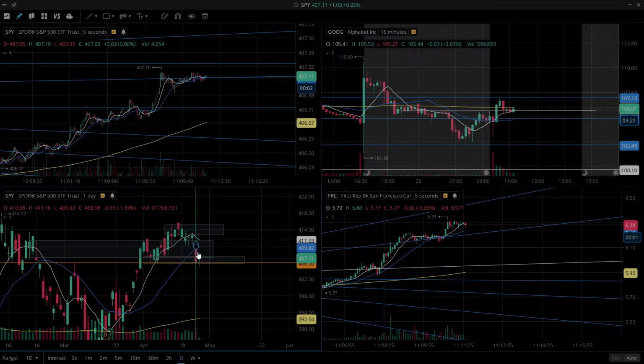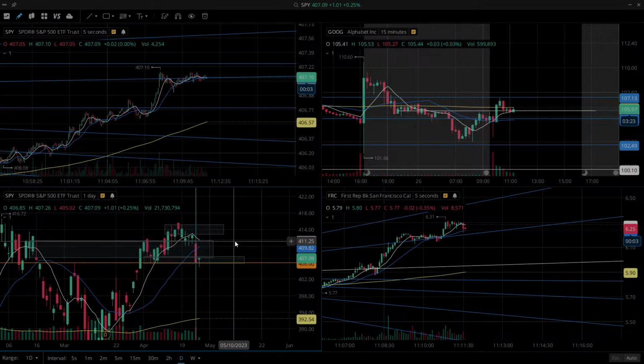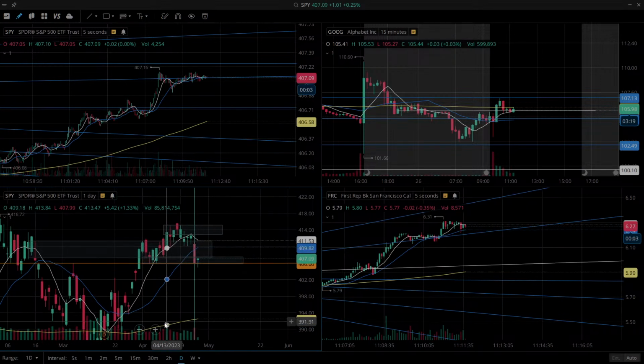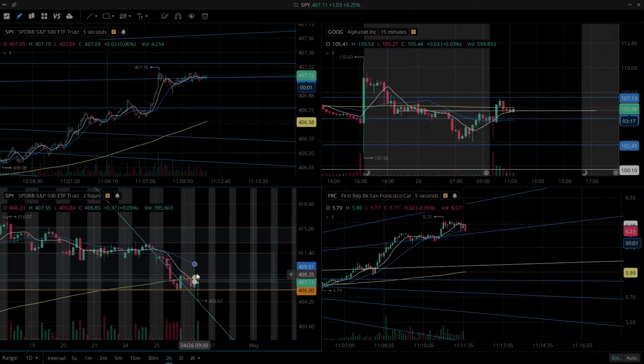Either we'll get a rejection there and bounce back to the bottom, or we will have a push through where we really start squeezing the shorts. Momentum will pick that up. If they get squeezed, they'll send it straight to 411.50. No problem. So keep an eye on these liquidity zones. They're right here. They're plain as day.